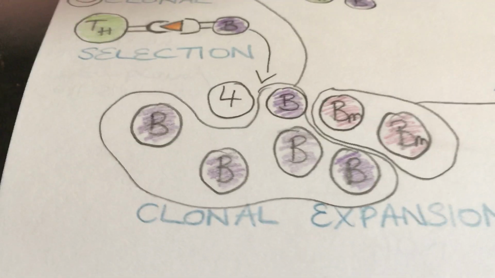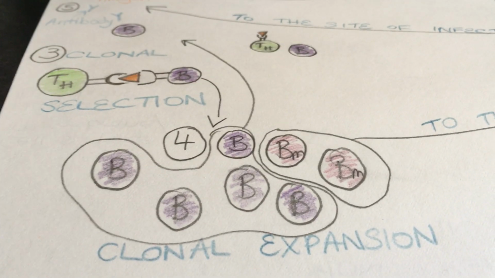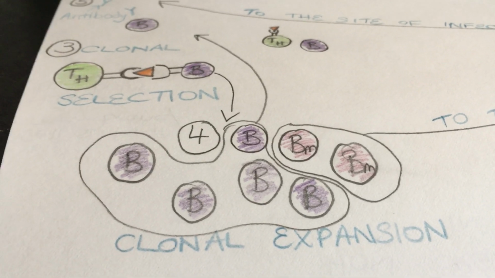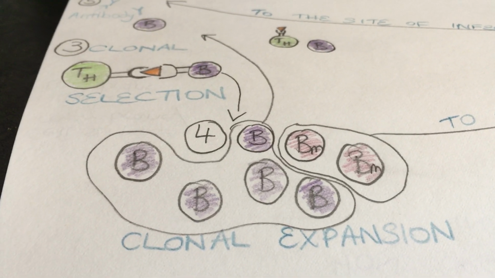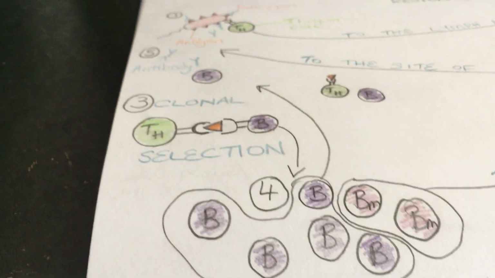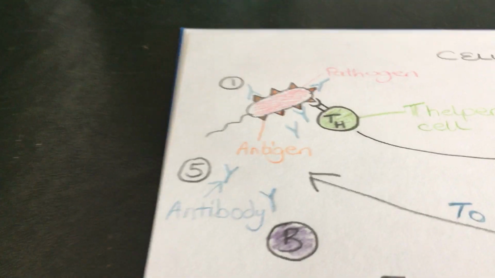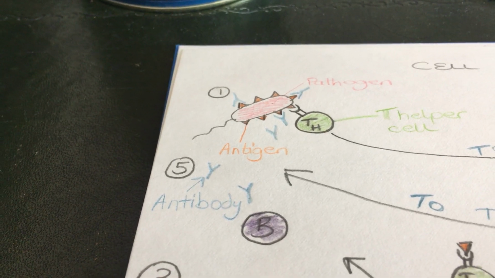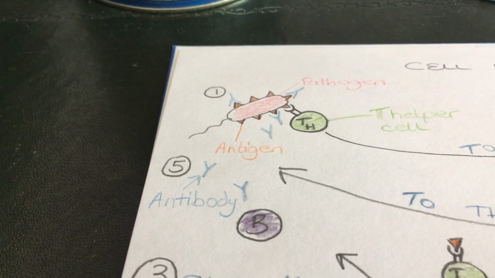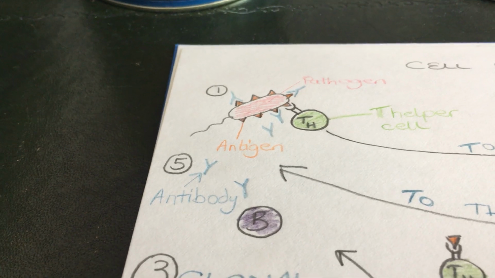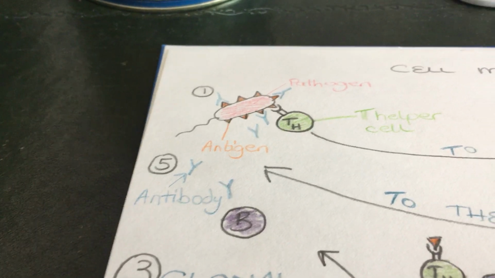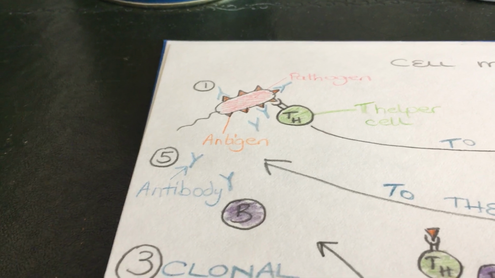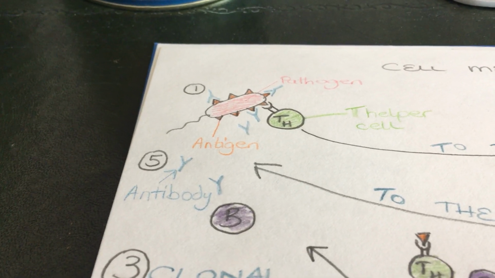In the meantime, I've got all of these, and they're plasma B cells, these purpley blue ones. These plasma B cells are able to produce antibody, and what they then do is move to the site of infection and produce antibody, and the antibody is able to attach to the antigen on the surface of the pathogen. Now, this causes neutralisation and subsequent destruction of the pathogen, so it can't cause any further damage to the body.